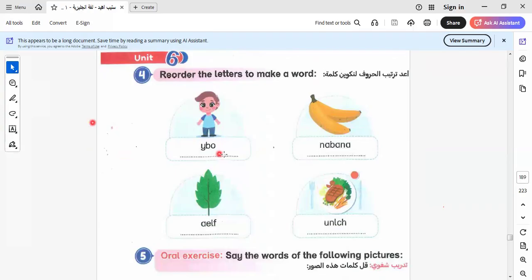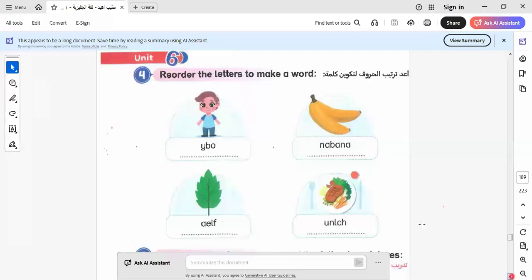Here we have the words, and we must rearrange or reorder them. This depends on keeping the vocab. Here we say this is the word written in the wrong way, and it will be boy. Here it will be banana. So we must keep the vocab to answer this question. Here is boy and here is banana. I will leave the last two words for you to do by yourself, after keeping the vocab.